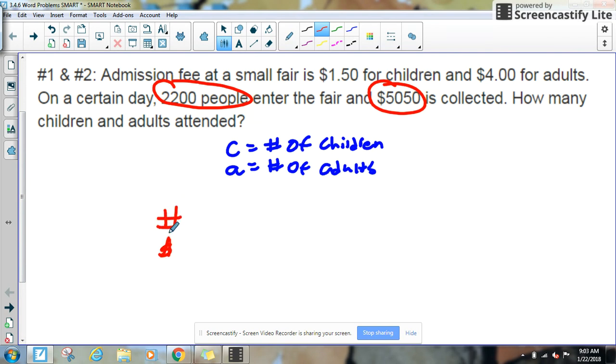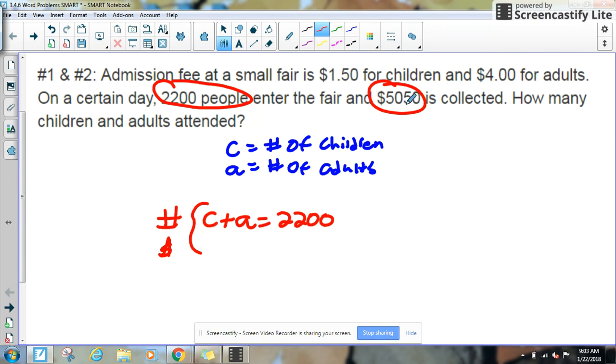So let's talk about the total number of people who attended the park. All the children and all the adults have to add up to 2,200 people. So to represent that, we're just simply going to do C plus A equals 2,200 total people. Okay? So that's equation number one.